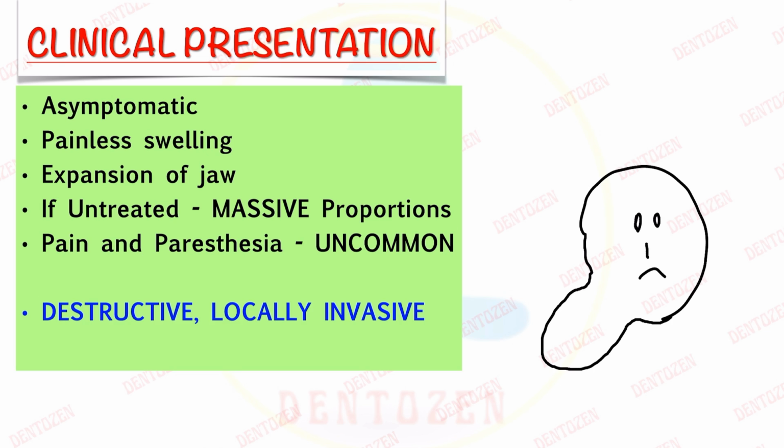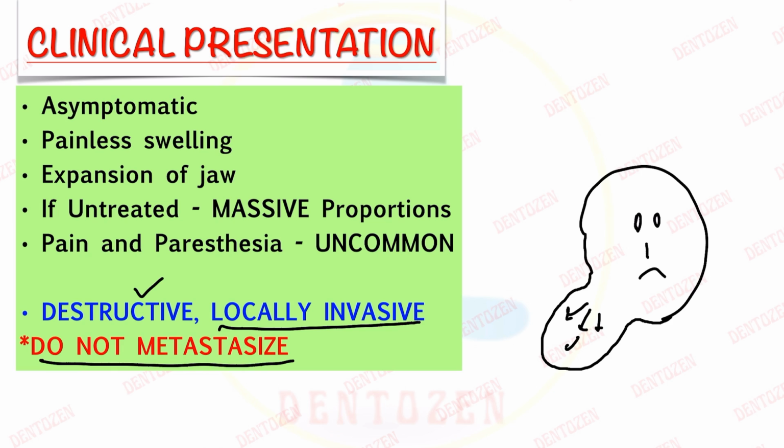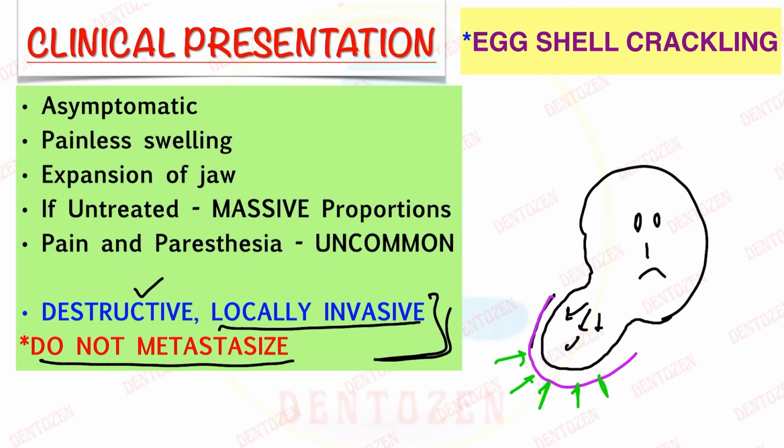But the important thing about this tumor is that it keeps on infiltrating in the bone. So it is a locally invasive, destructive tumor and does not metastasize. So these two are important for your entrance. Now sometimes when the tumor has thinned out the bone so much and we try to palpate it digitally, this thin shell of bone may fracture. This is known as eggshell crackling. So that is your important viva question.